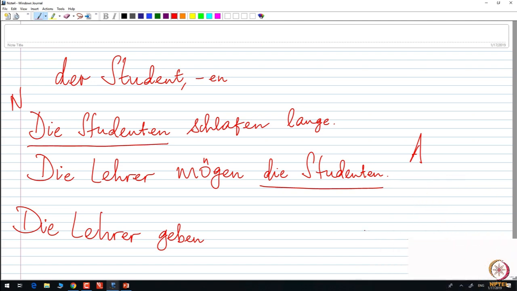Geben, viel, Hausaufgabe. Yeah, dative plural. Den, not die. Den Studenten. Wir haben schon am Ende ein n. In the case of Studenten, plural, already the n is there. No need to add. Okay, we have the den plus n.